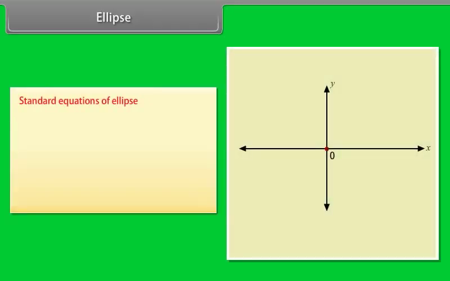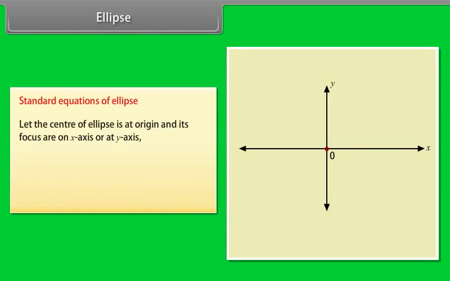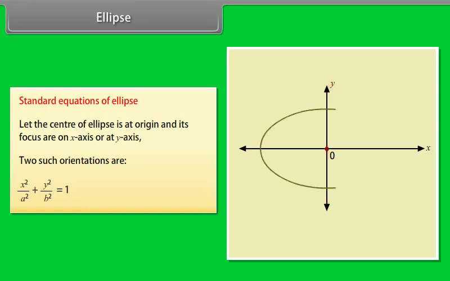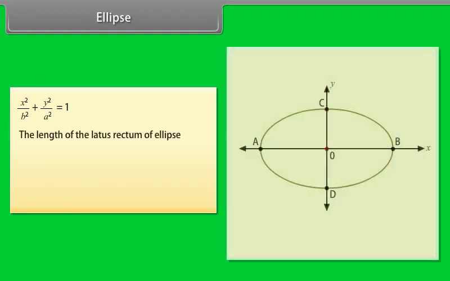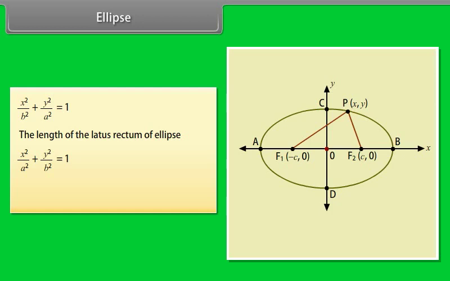Standard equations of ellipse. Let the center of the ellipse be at the origin and its foci be on the x-axis or on the y-axis. Two such orientations are x squared upon a squared plus y squared upon b squared equals 1, and x squared upon b squared plus y squared upon a squared equals 1. The length of the latus rectum of the ellipse x squared upon a squared plus y squared upon b squared equals 1 is 2b squared upon a.